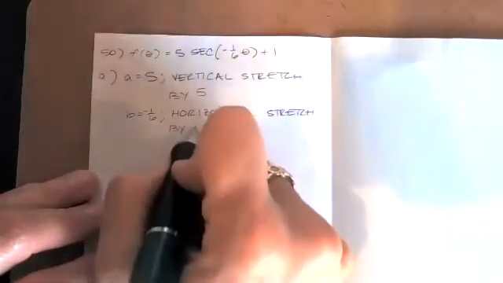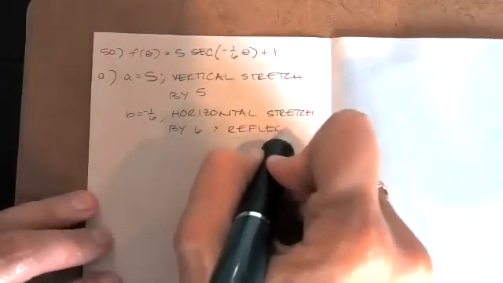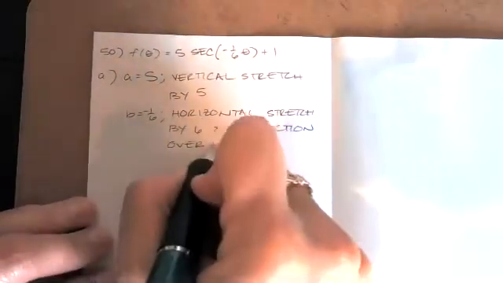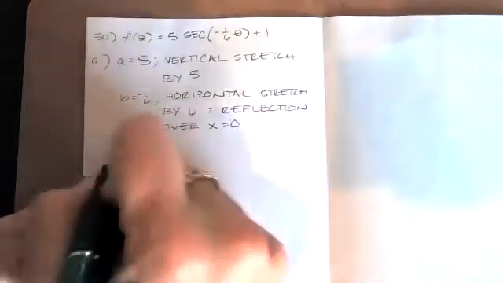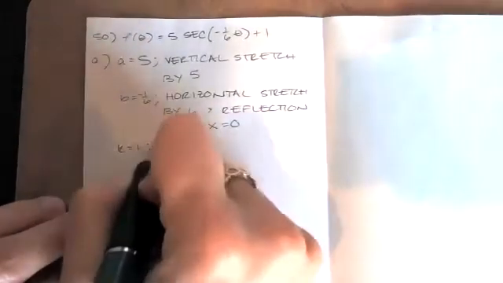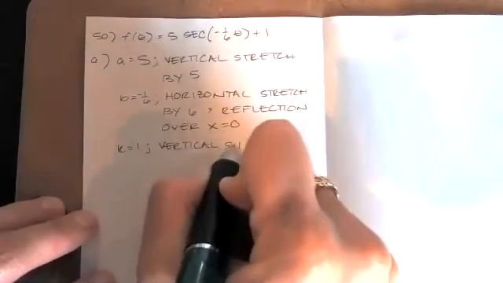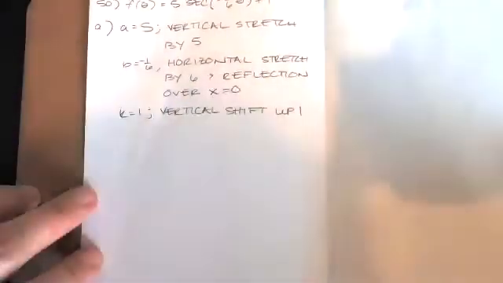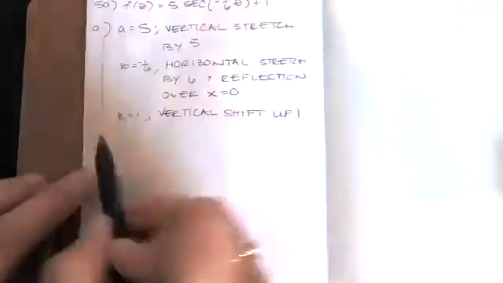And a reflection over x equals 0 because there's no h term. Also k equals 1, so that's a vertical shift up 1. So that's that part of the description.